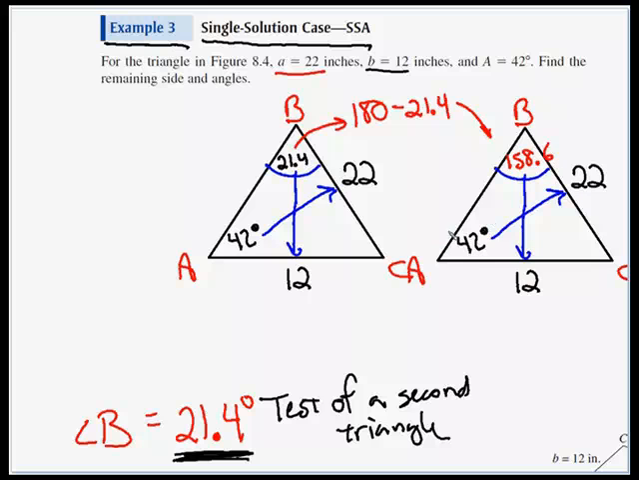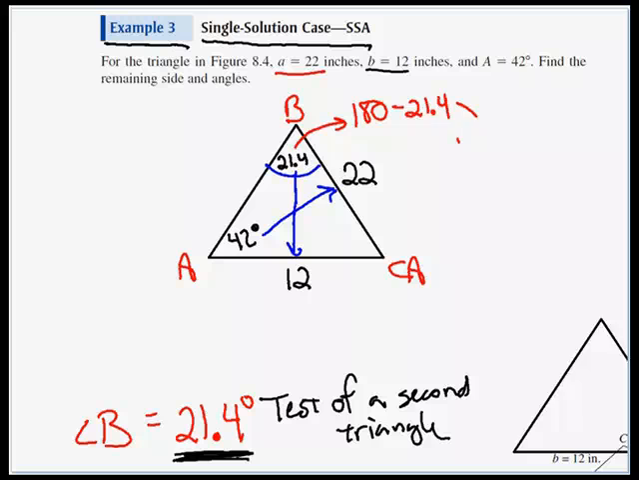Now let's think about it. Angle A was given as 42 degrees. Is it possible to have an angle of 158.6 and an angle of 42 degrees in the same triangle? No. If we add those up, we're going to be close to 200 degrees. Remember, a triangle only has 180. So here, there is not going to be a second possible triangle. This is not going to work. So there is no second triangle. We can just go back and finish solving the one we were working on and be done with it. And now I can throw that away and that away.